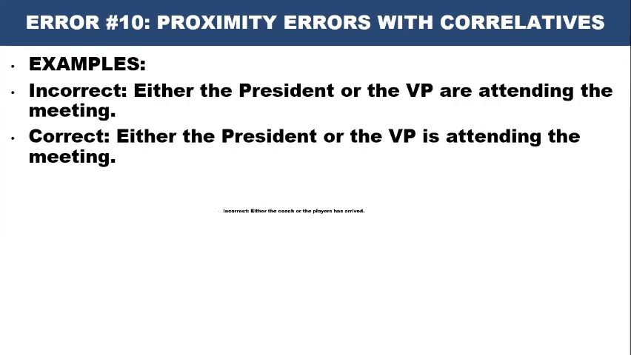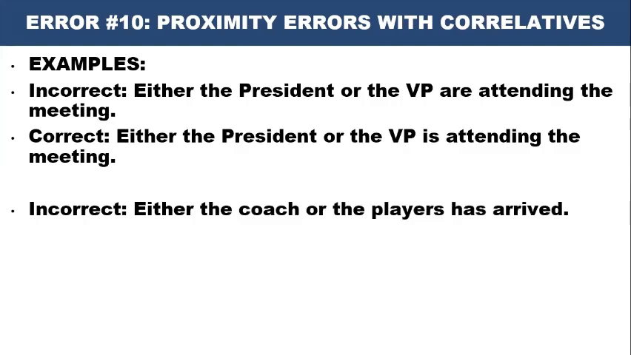Now, what happens when you have one singular subject and then the other subject is plural? Of course, this is where the rule of proximity applies. The subject that is nearer to the verb should determine the verb, that should agree with it. For example, either the coach or the players has arrived.